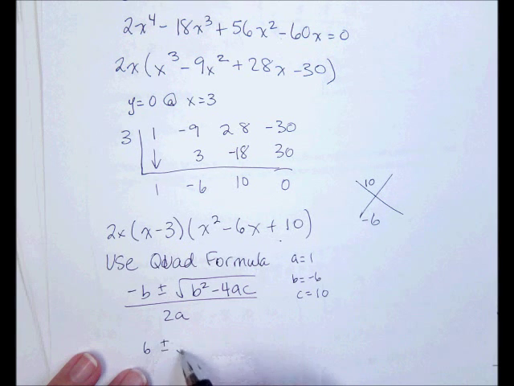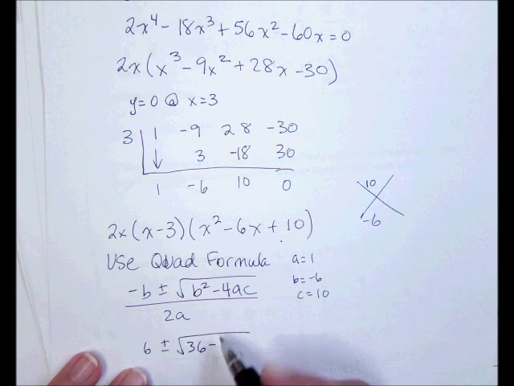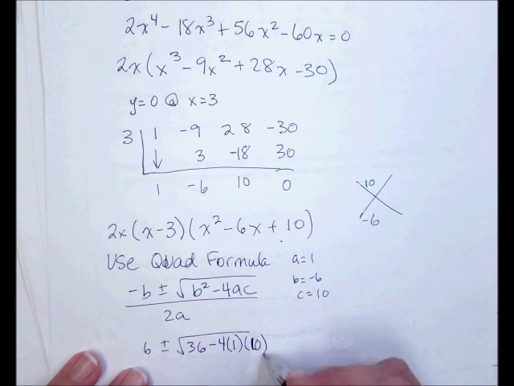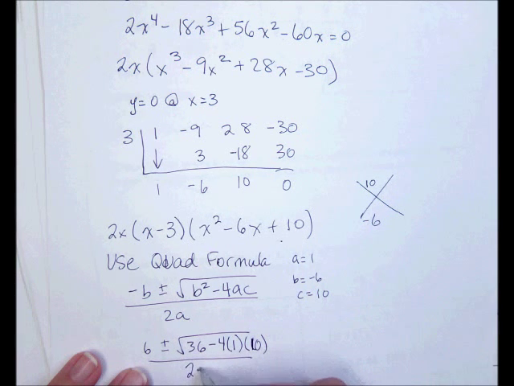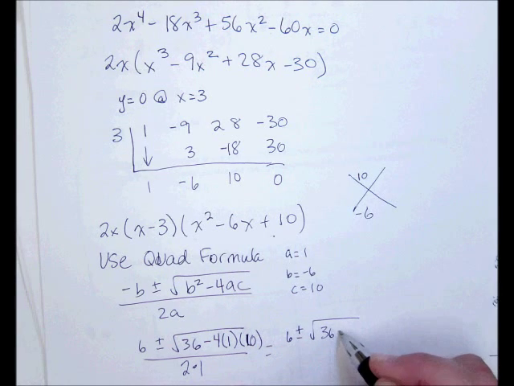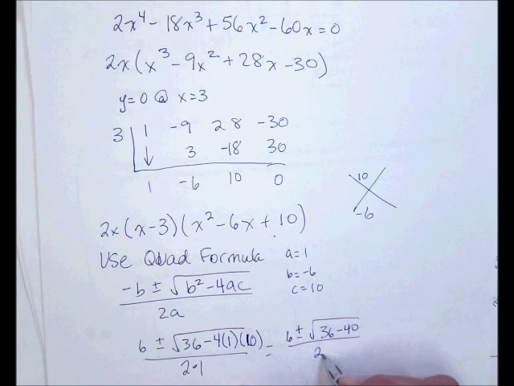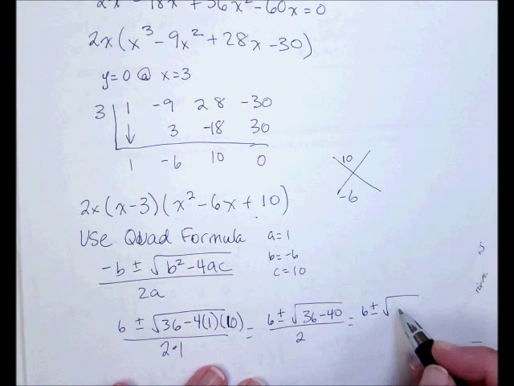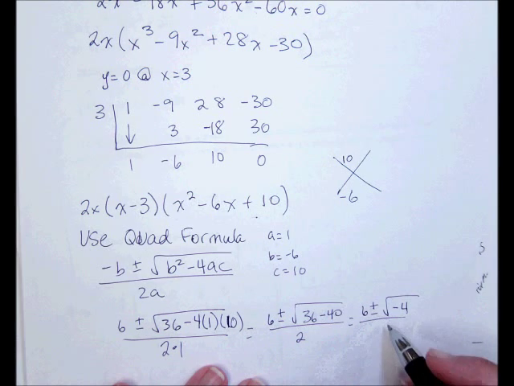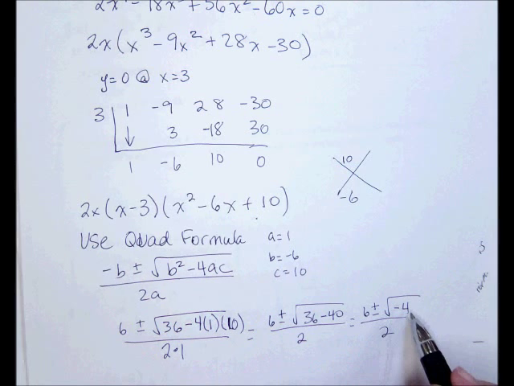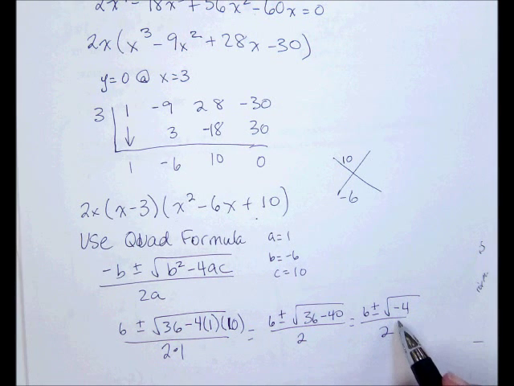So I have 6 plus or minus the square root of 36 minus 4 times a times c, which is 10, divided by 2 times 1. So simplifying, I have 6 plus or minus the square root of 36 minus 40, divided by 2. And whenever I simplify this even further, it's going to be 6 plus or minus the square root of -4 divided by 2. And at this point, I can see that I have a -1 under the radical, and I also have a 4, which is a perfect square.